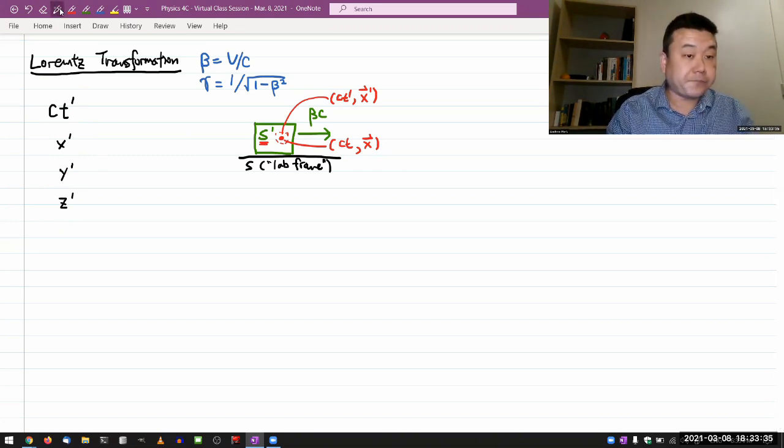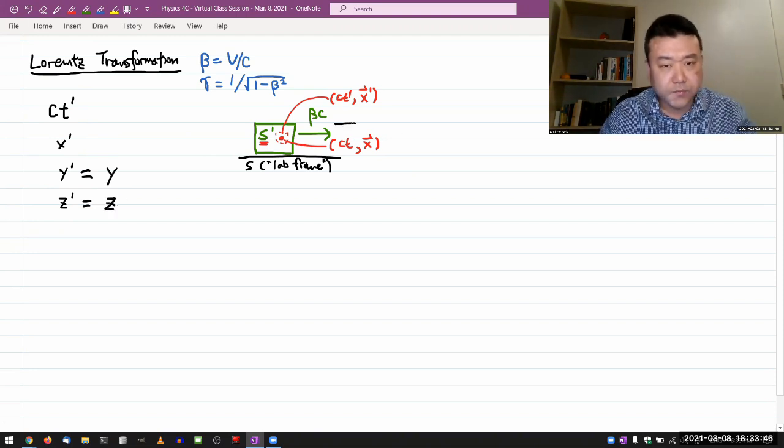Let me write that down. So y and z are the simplest. They don't change at all. y prime is just y. z prime is just z. So this is where this is moving in the plus x direction.